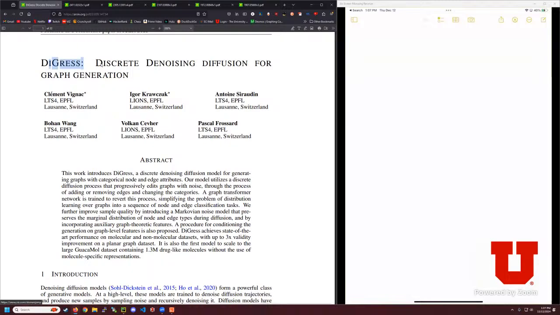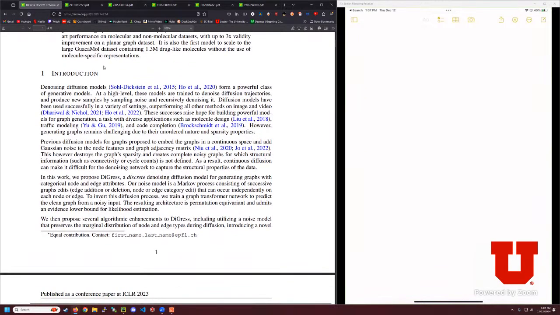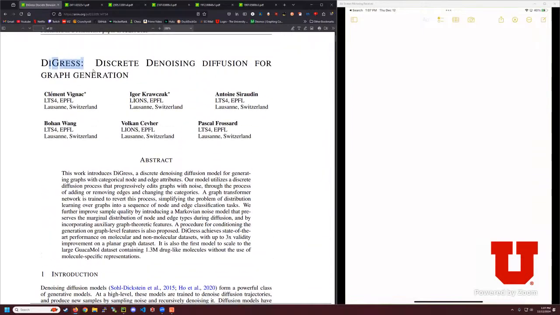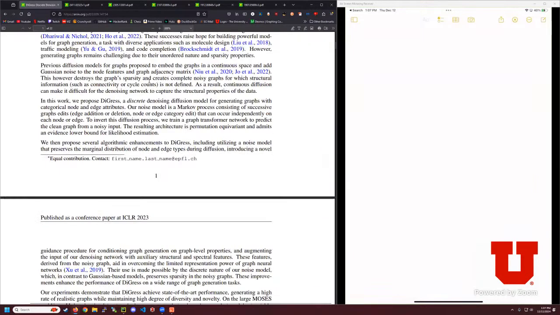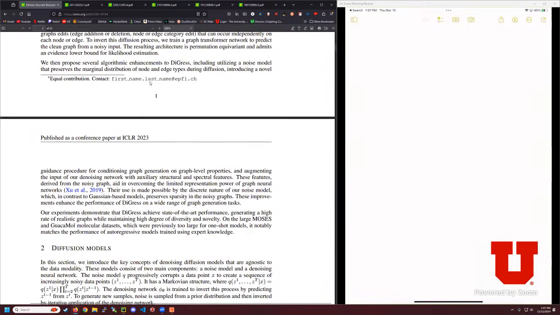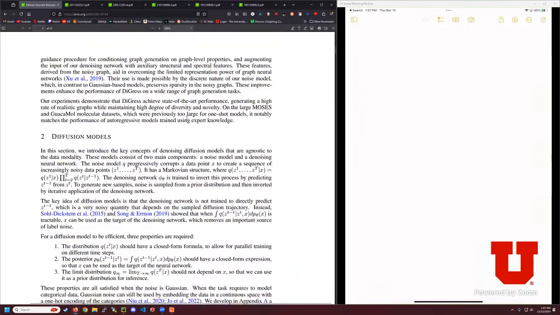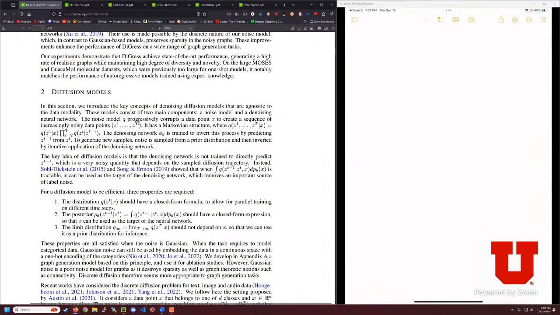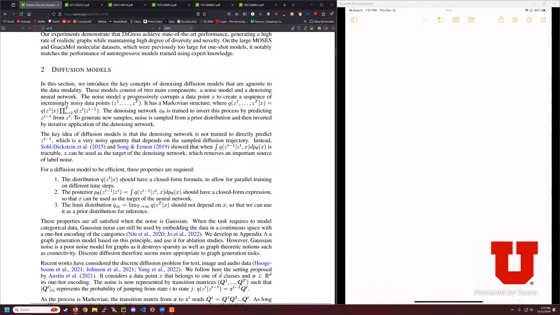So briefly, DiGress is introduced as a way to generate graphs via a diffusion model. They briefly start by introducing what a diffusion model is with three main highlights. They highlight the fact that the distribution should have a closed form to allow for parallel training. They also want a posterior with a closed form so that we can use it as the target.